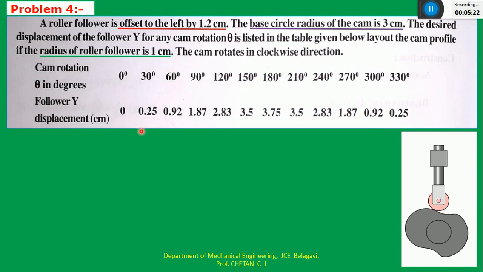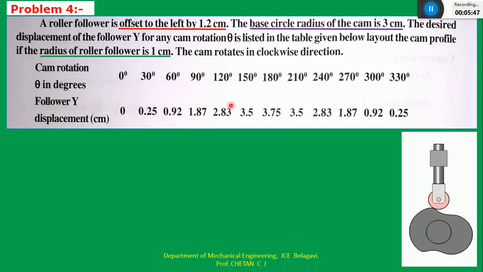You can see all the dimensions are exactly symmetric. When you consider this as a midpoint, it means the maximum distance that is covered by the follower, 3.75. You can observe the dimensions are symmetric. Here also 3.5, 3.5, 2.83, 2.83. It means the type of follower motion is rising, returning, rising and returning. There is no dwell at all.